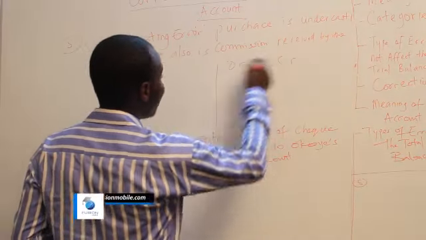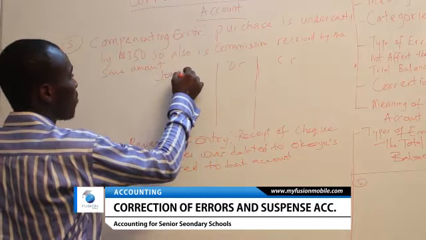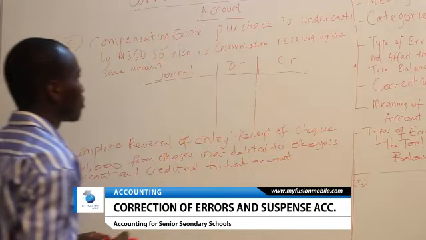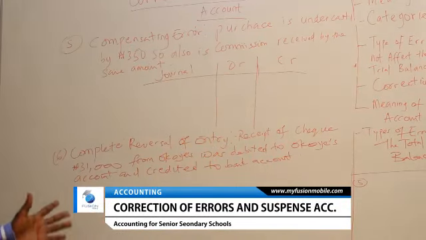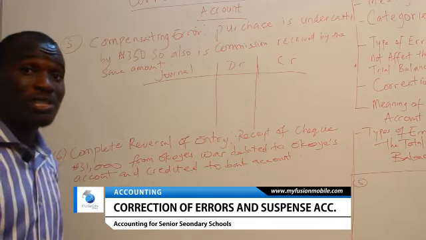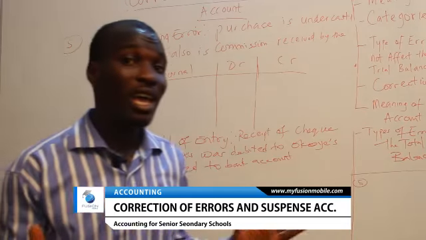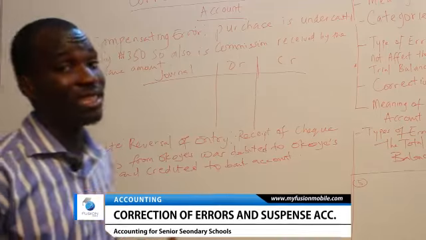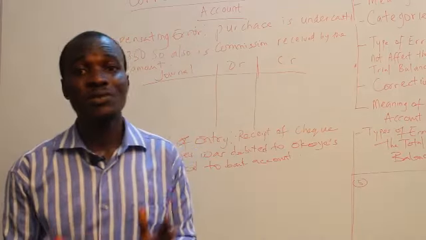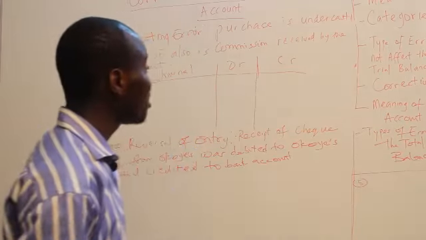We have the debit and credits. We have the journal. So purchase is undercast by 350 naira. Purchase always has debit entries and is being undercast. So that means we have to increase the amount by 350 naira.